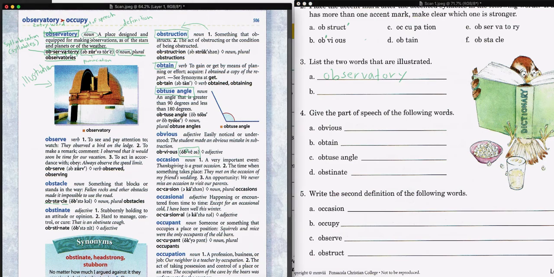Number 4, give the parts of speech to each of the following words. Remember, the part of speech comes after the entry word in our dictionary page here. So obvious, this part of speech is an adjective. So do the rest for the other words.